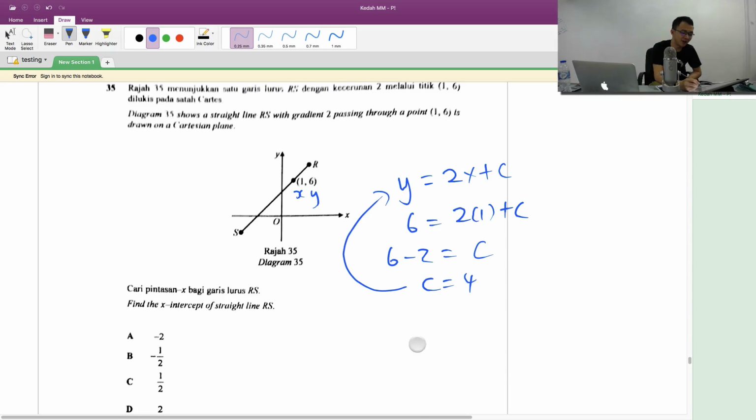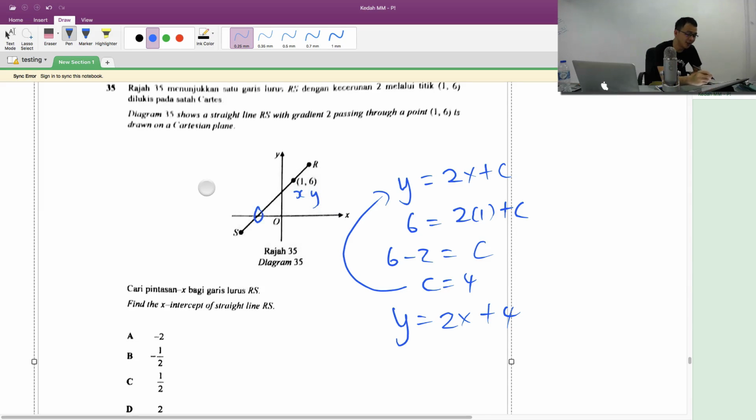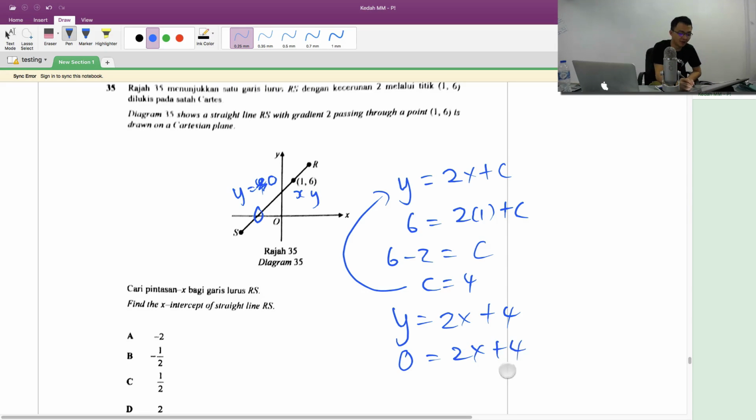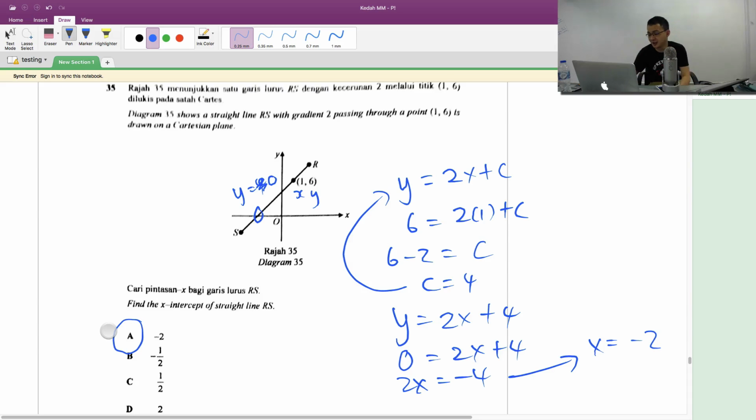Then I substitute back, y equals 2x plus 4. The question asks you to find the x-intercept. X-intercept means y will equal 0. So if y equals 0, 2x plus 4, 2x will equal negative 4. So x basically equals negative 2. So the answer is A. Very easy.